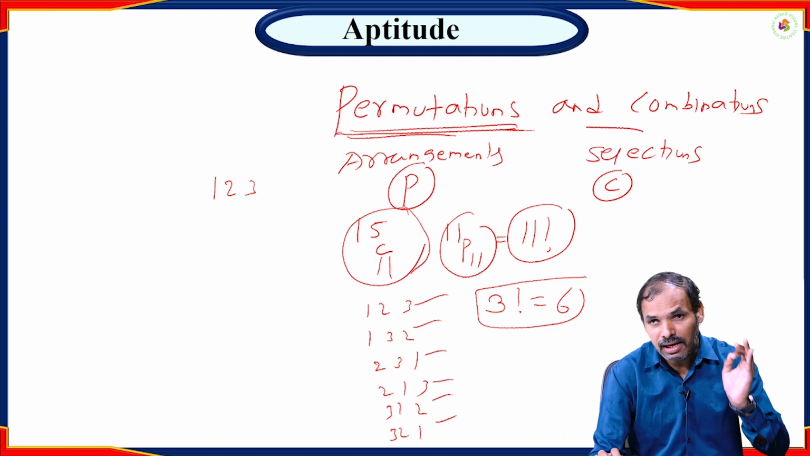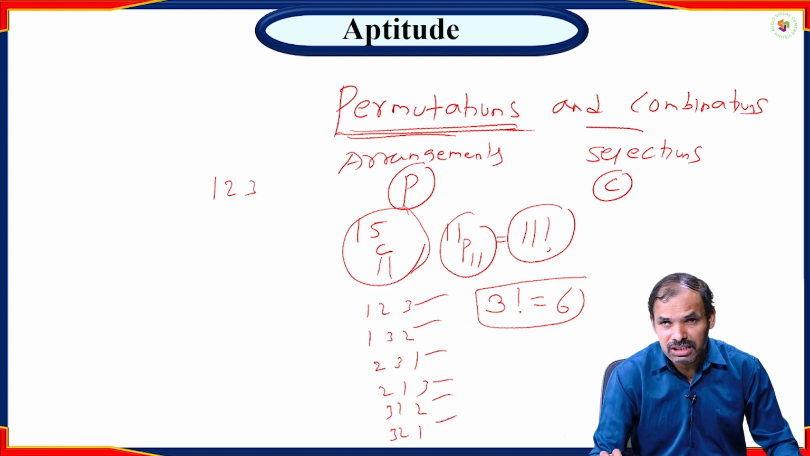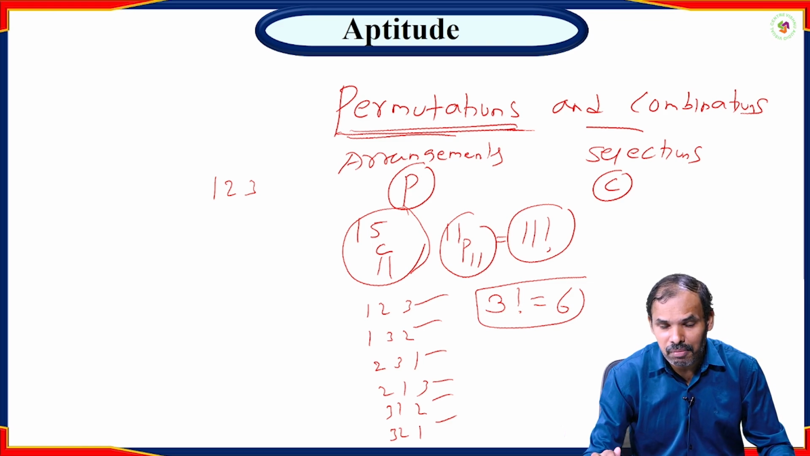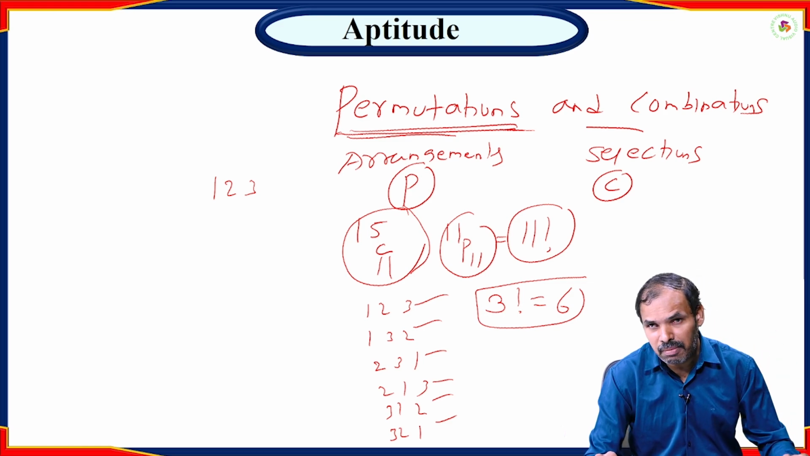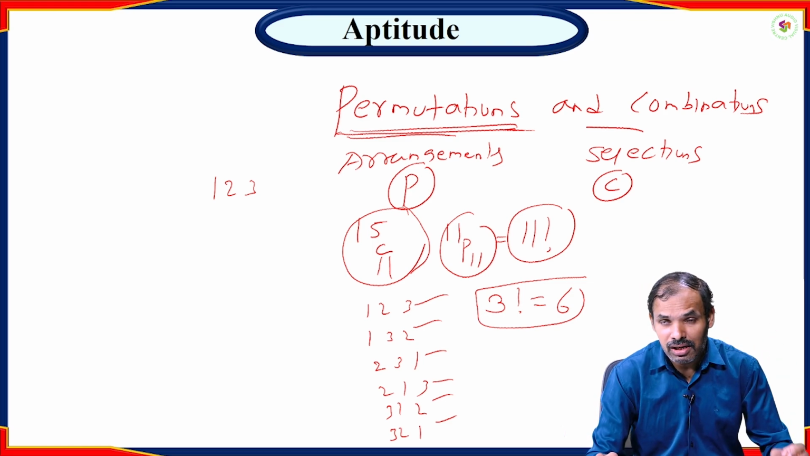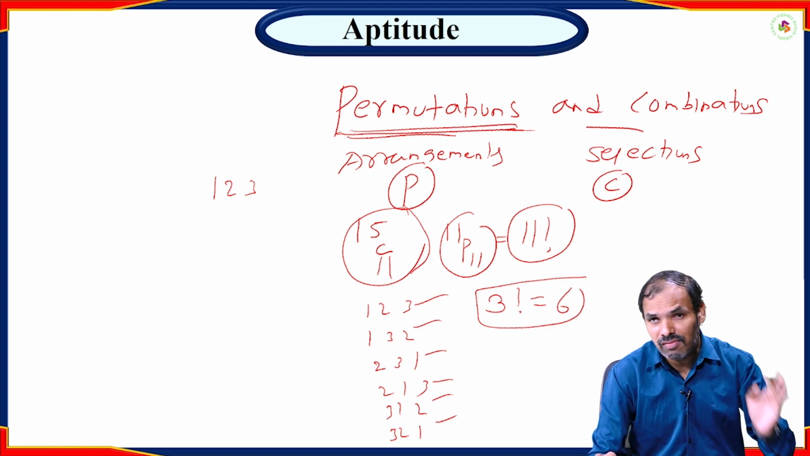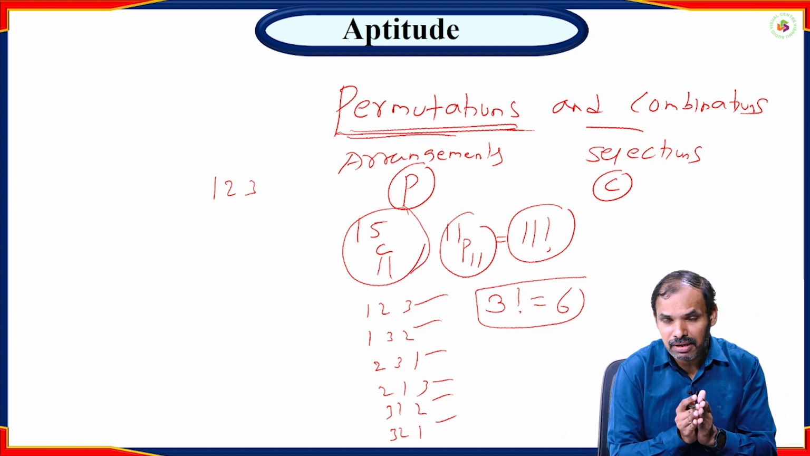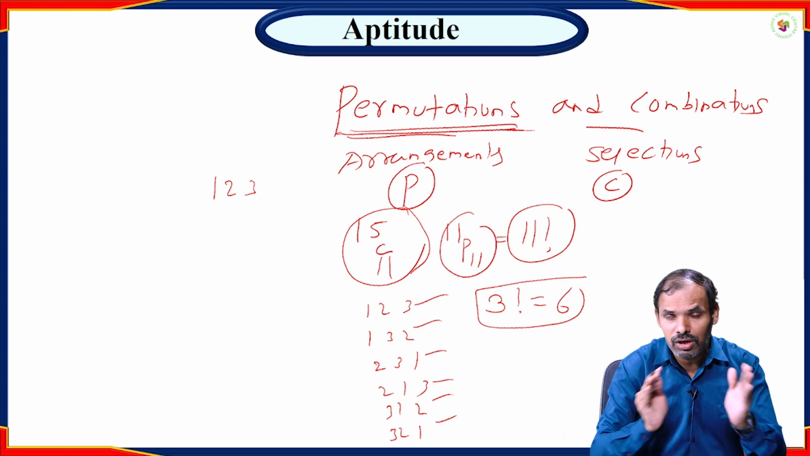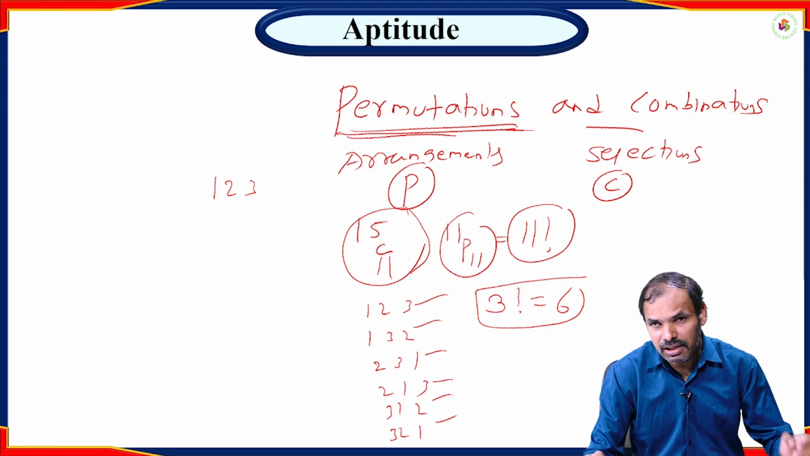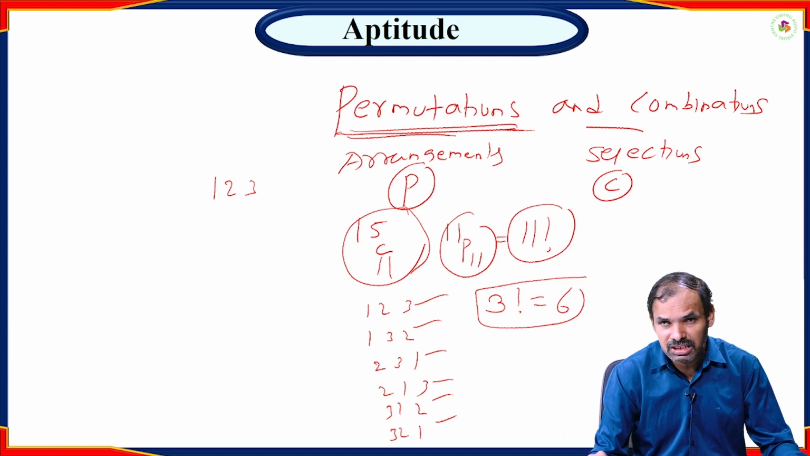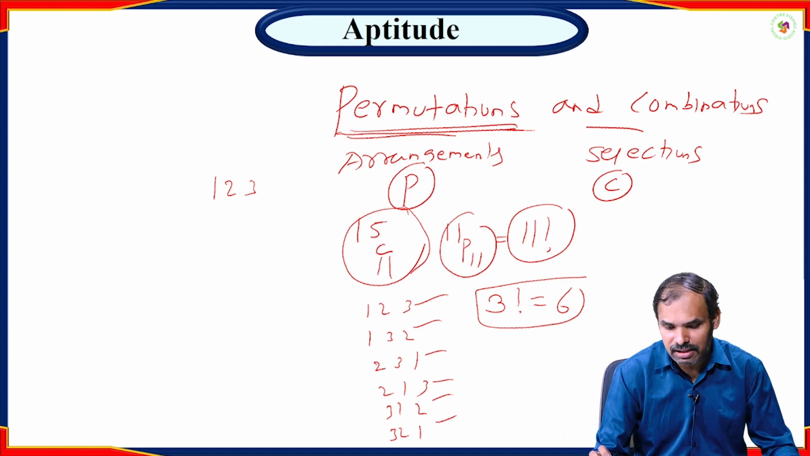And remember one point: letters and digits always must be arranged, because if you arrange letters, words can be formed, and if you arrange digits, numbers can be formed. Remember this point lifelong. Letters and digits always must be arranged, even though we select them.